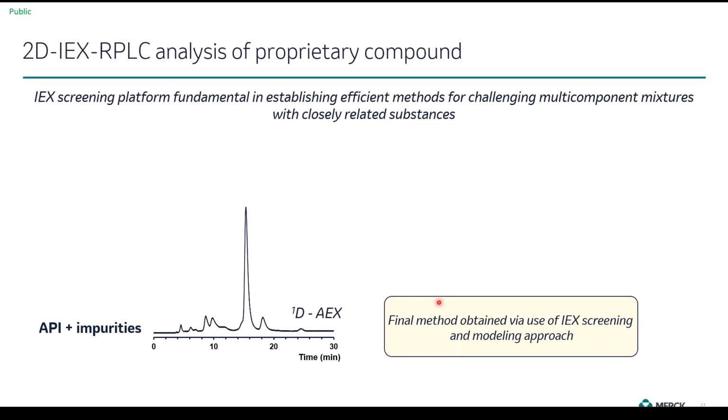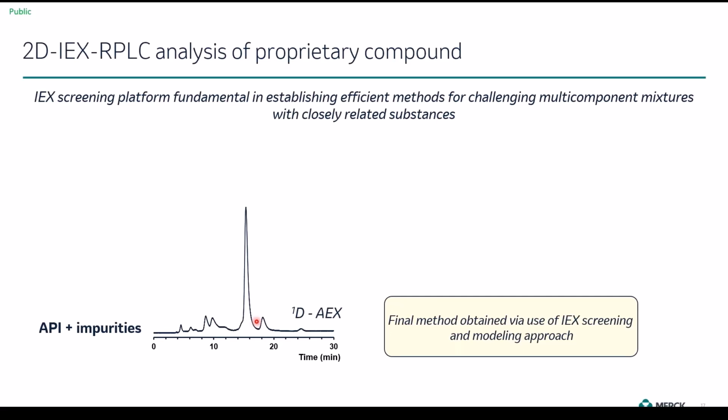We decided to go with ion exchange chromatography based on our screening results, and thanks to the use of screening and the modeling approach, we were able to quickly come up with this method to separate our API from all the remaining reaction impurities. However, we also needed to collect MS data.